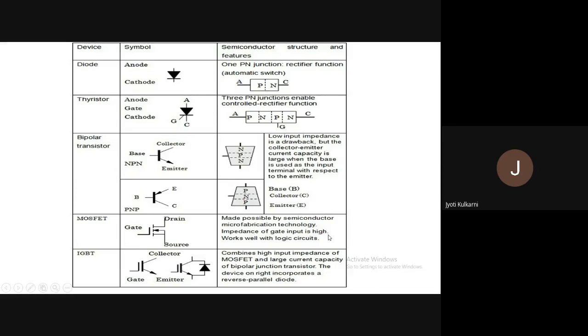And because of that gate input impedance is very high, it is very favorable or very useful in all applications. Okay, the similar feature of MOSFET we have used for IGBT also. So IGBT is the combination of BJT and MOSFET.